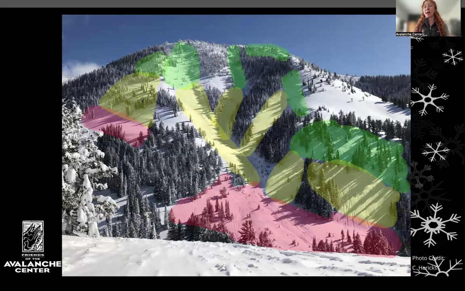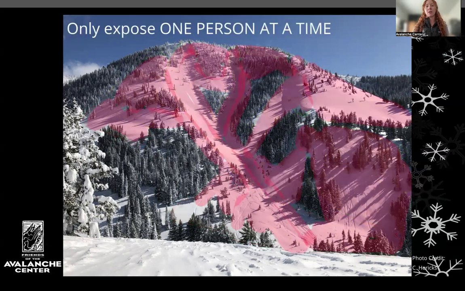We have a complex environment. And so there will be multiple starting zones, multiple tracks, and multiple run-out zones. And that's a lot to handle, especially as a motorized user when you're traveling so much faster than a non-motorized user. If we want to make it more basic and black and white, really, it doesn't matter if it's the starting zone, the track, or the run out. You only want to be exposing one person to hazard at a time.